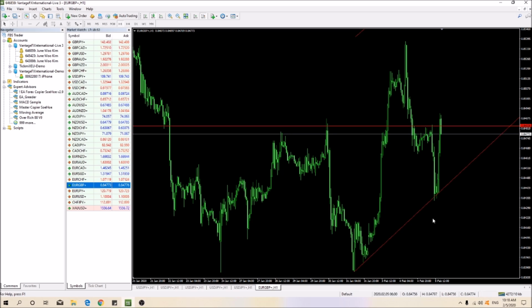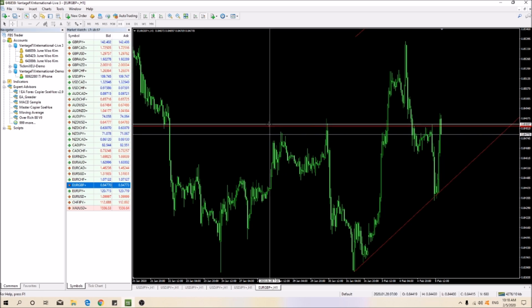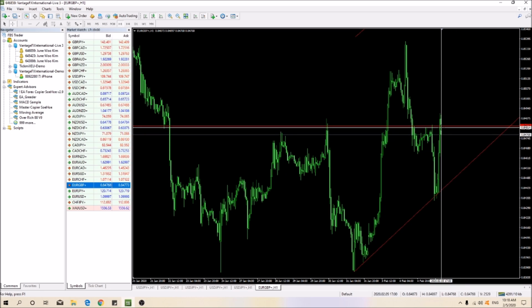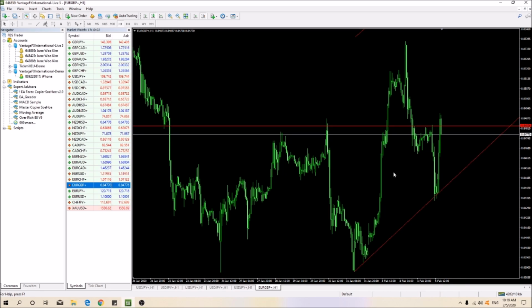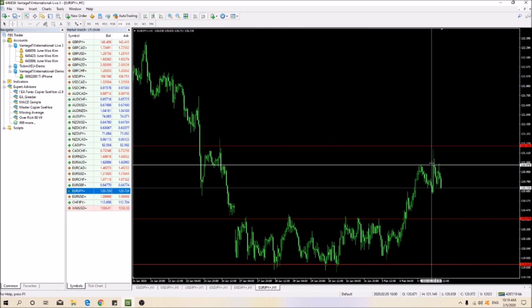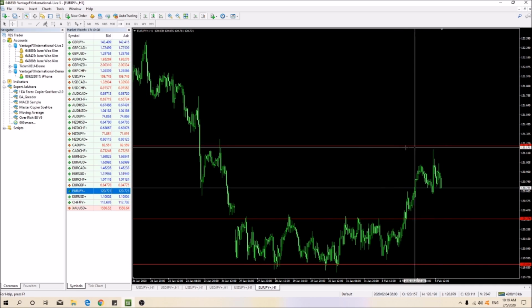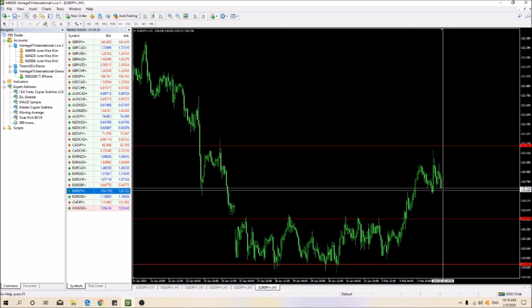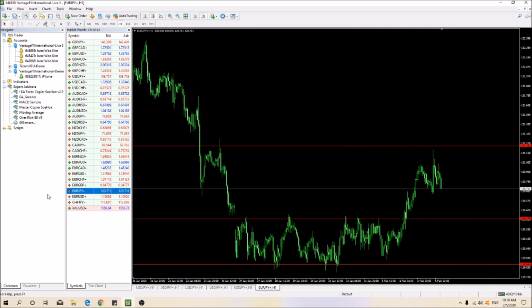EUR GBP, respected the trend line nicely. There is resistance right here, so once again we can see another test of this trend line. EUR JPY, we can see that long nice rejection wick right here, so we can see price move down to this support level.